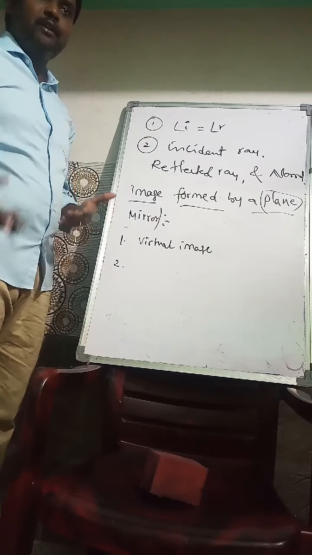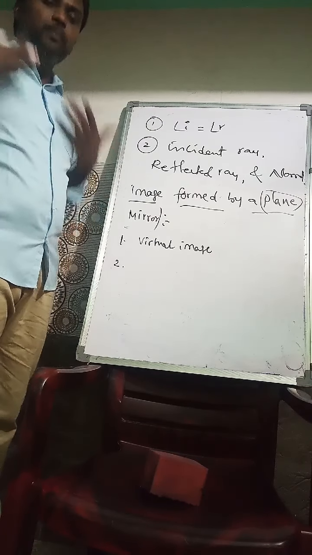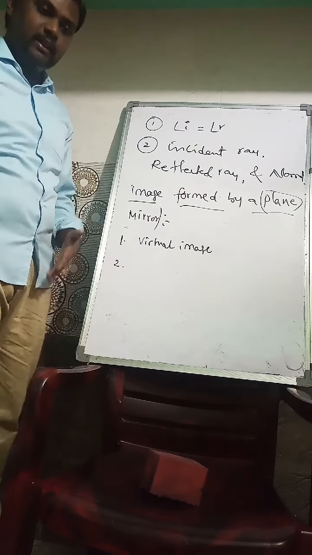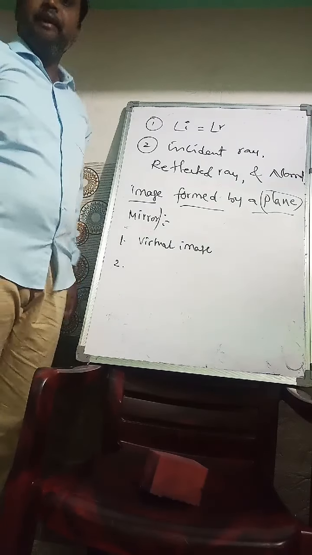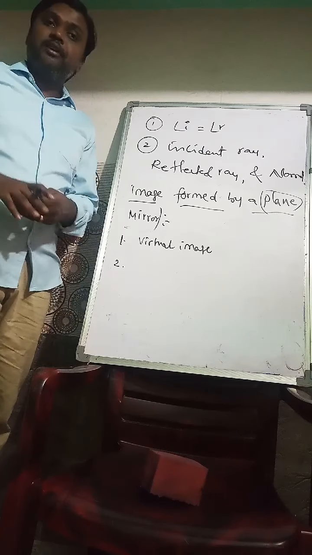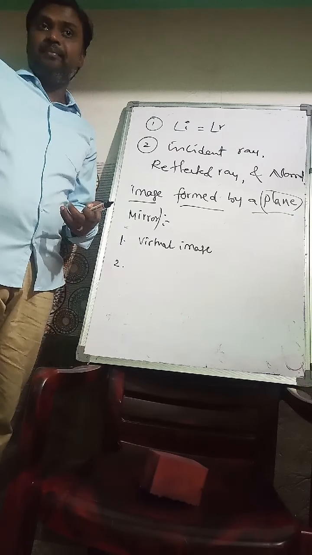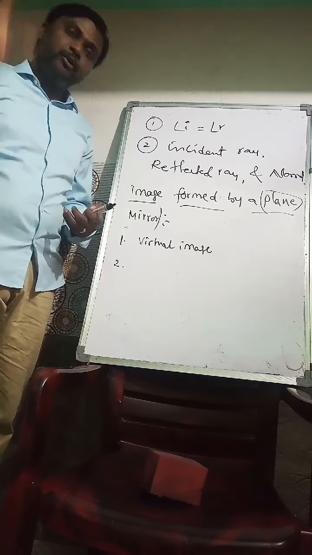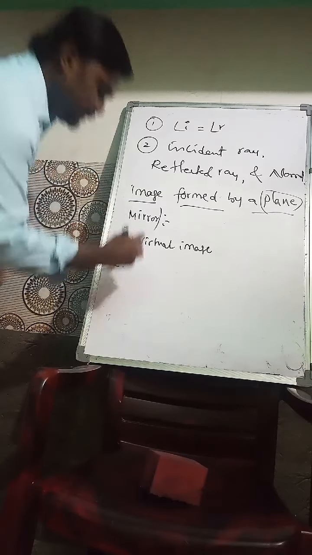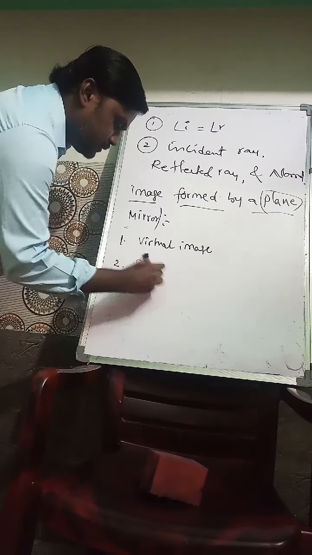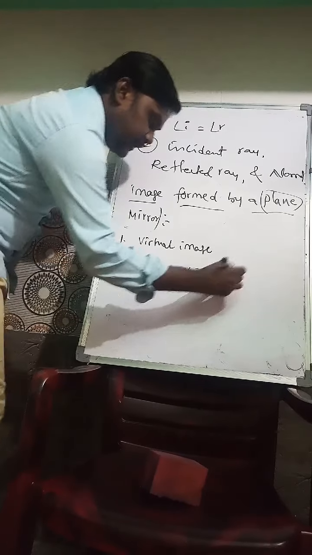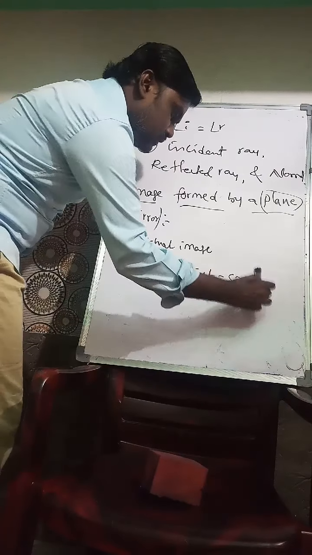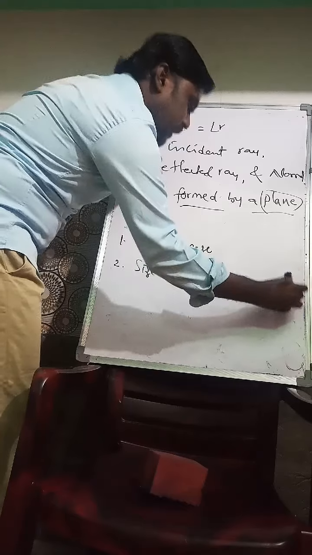Suppose you are 1.5 meters or 2 meters in height, the total length from head to toes is 2 meters, and if you measure the image inside the mirror, that will be 2 meters only. So here the size of the object will be equal to the size of the image. The same size will be there.